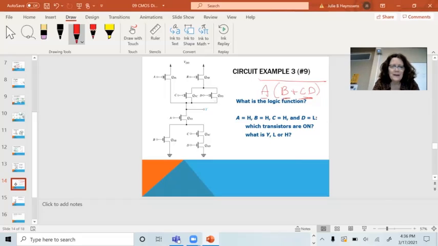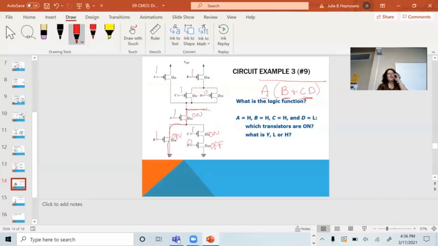So we're going to make A high, 2 transistors. We're going to make B high. B is high. C is high. And D is low. So this transistor's on, this transistor's on, this transistor's on, and this one's off. And I already see my path right here. It's going through this way.